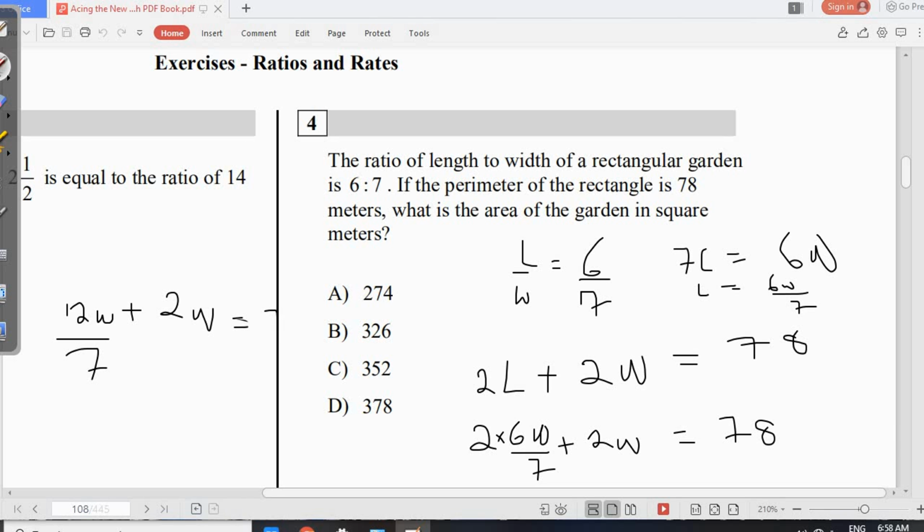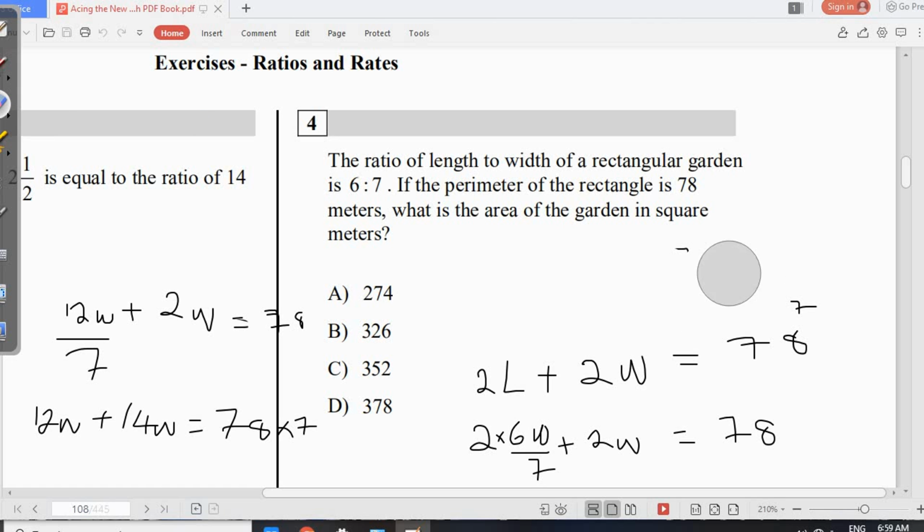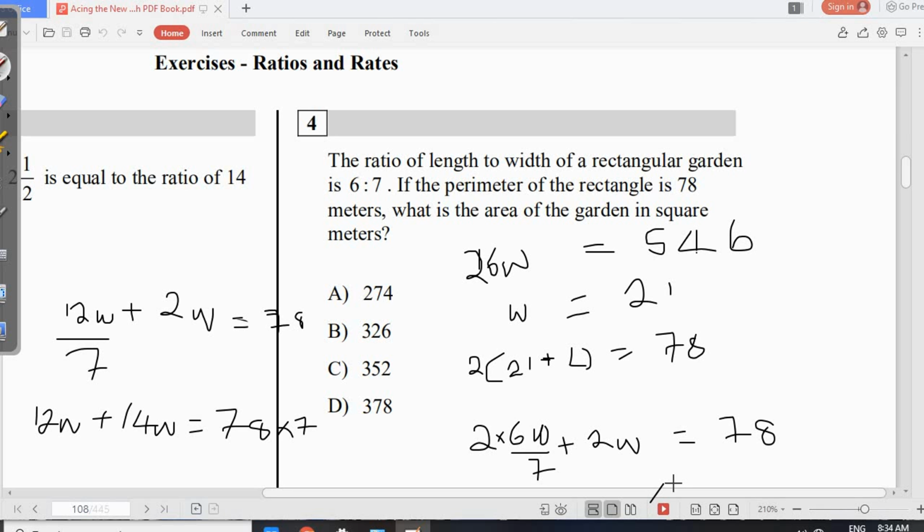So the fastest way to do this is to multiply everything by 7. So having 12W plus 14W is equal to 78 times 7. Of course, this will give us 26W equal to 546 and W equal to 21.